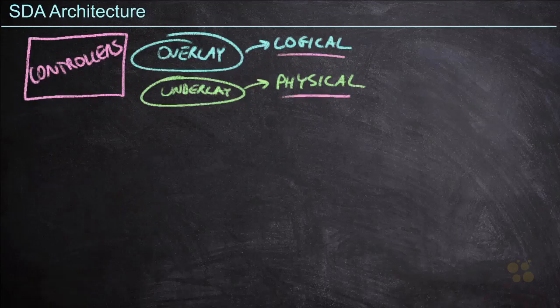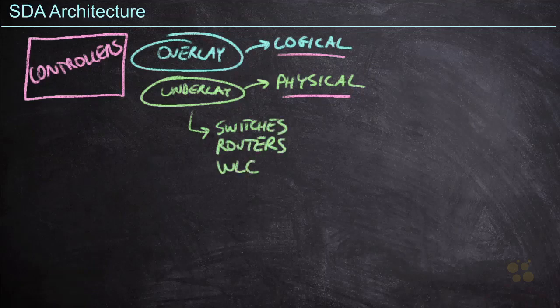So what does some of this equipment look like? Well, first of all, this underlay is going to consist of a lot of the same equipment that we already are familiar with. So for example, we have switches and routers, and then we have wireless LAN controllers and wireless access points. This is how we're going to build our physical underlay. Now again, these devices need to be configured by the controller. So what are these controllers that are doing the configuration?